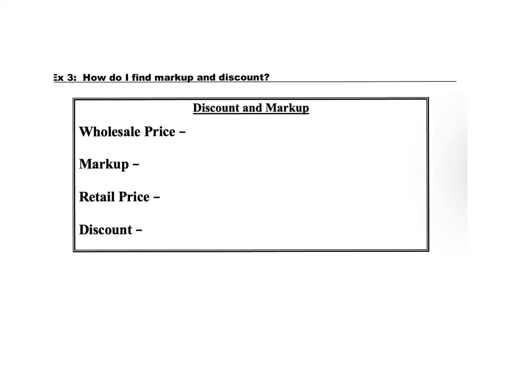All right, in example number 3, we're going to be looking at how to find markup and discount. Remember that we have wholesale price, we've got the markup, we've got the retail price, and then we have the discount. All right, so the wholesale price is the price the stores pay for the item.